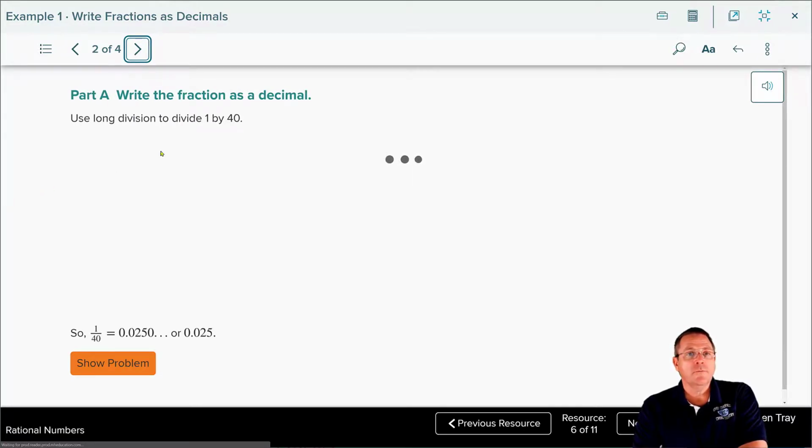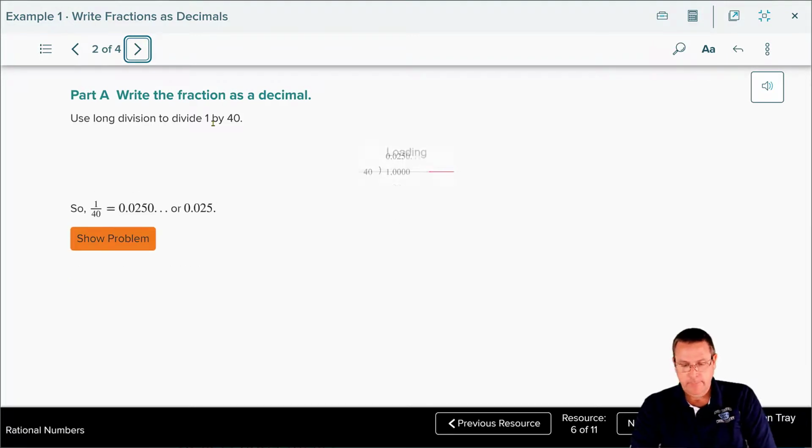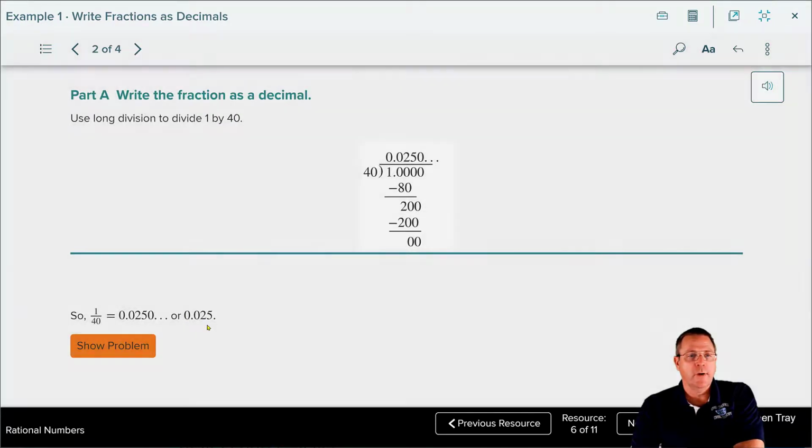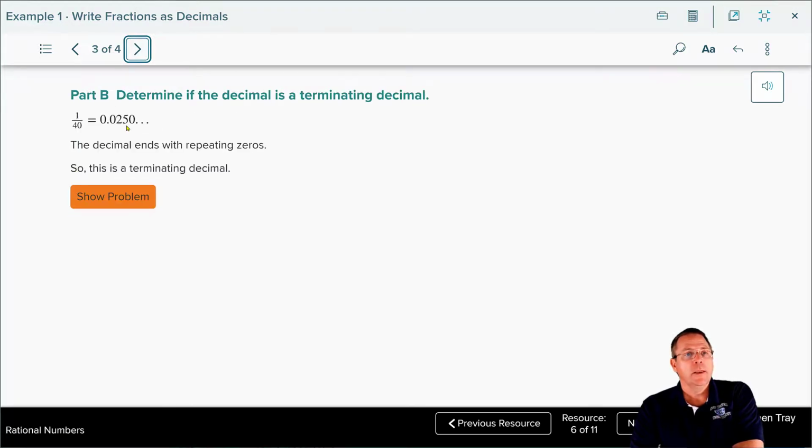They're going to use long division and divide 1 by 40. And when they do, well, that doesn't look very pretty. There it is. They ended up getting 0.250 with a whole bunch of repeating zeros afterwards. And because of that, we're going to answer that the answer in simplest form is going to be 0.025 right here. So it will indeed be a terminating decimal. Let's keep going. Part B says right here the problem ends in repeating zeros, so it is a terminating decimal. Yes, it really is this easy to do these problems.